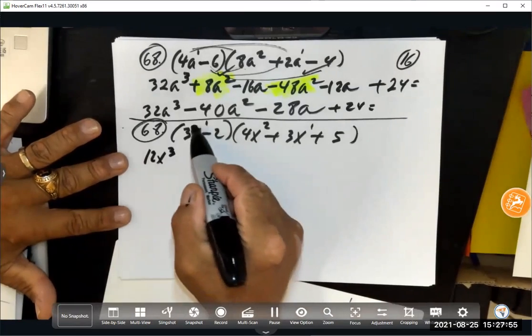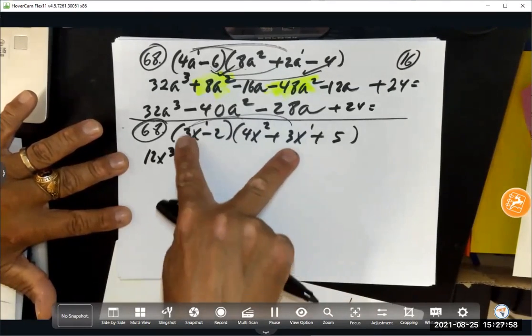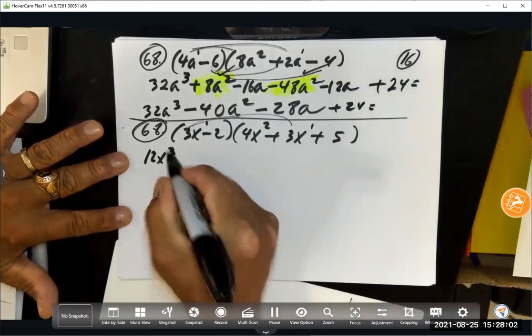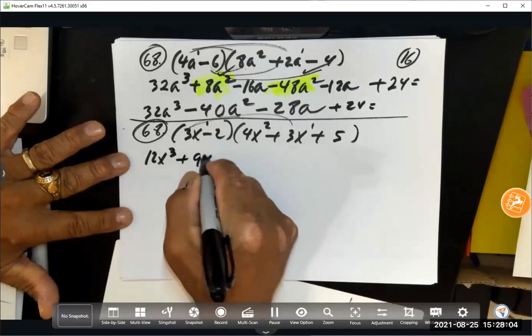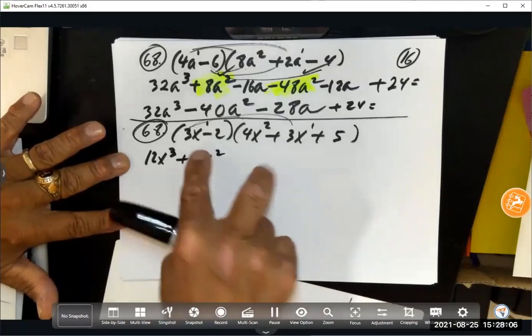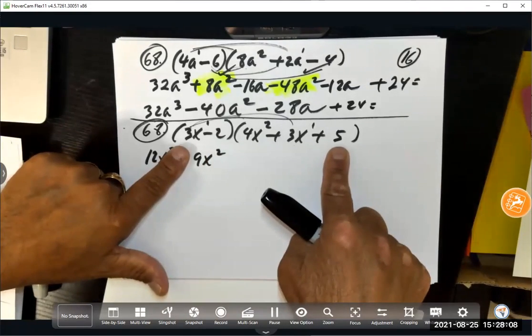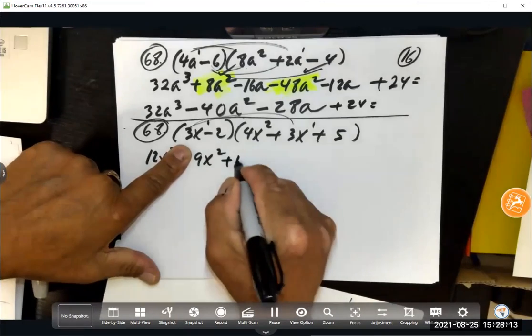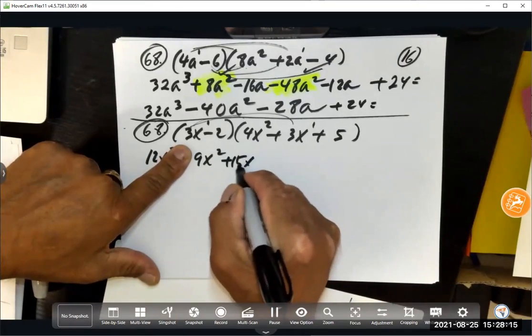And 3x times the middle one, what do you think this is going to be? 3x times 3x. 9x squared. Okay. What's 3x times 5x? Or 3x times 5? 15x. 15x, then we said? Yes.